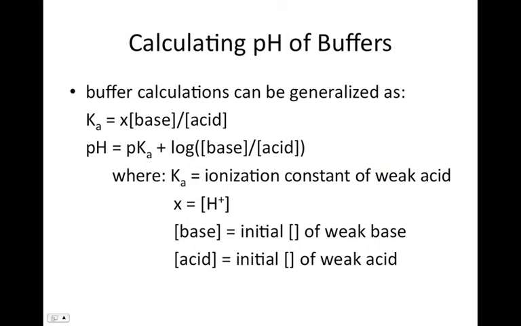Now there are some tricks that you can use. Instead of having to go through all that we just went through with the ICE table and doing all that extra work, there are actually some formulas, and these formulas are on your formula chart for the AP exam. First of all, the Ka of any buffer solution is x, where x is equal to the hydrogen ion concentration times the concentration of whatever base you're dealing with divided by the concentration of whatever acid you're dealing with. So this is either going to be base and conjugate acid or acid and conjugate base.